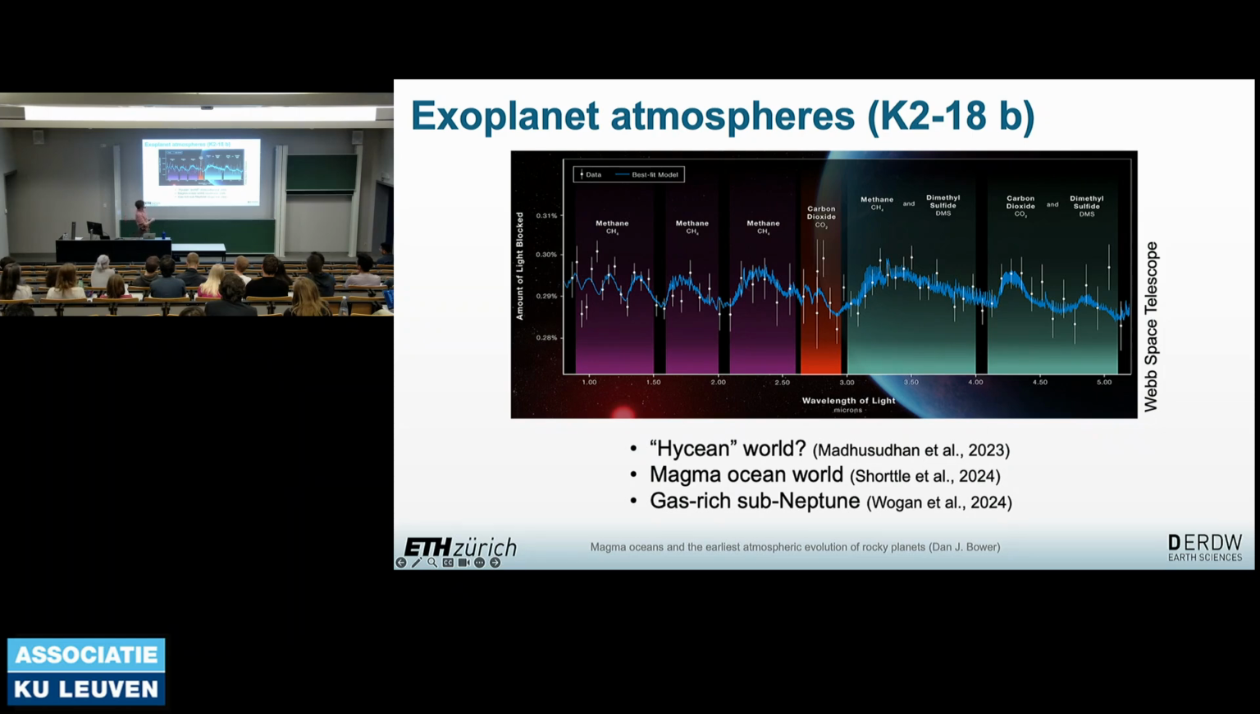There are other models that have been proposed, that this planet could, in fact, be a gas-rich sub-Neptune, and this is appealing more towards photochemistry, modifying the abundances that you see at the top of this atmosphere.